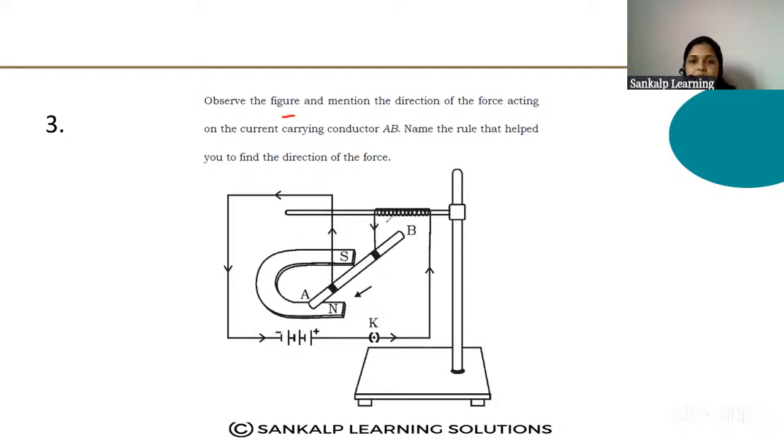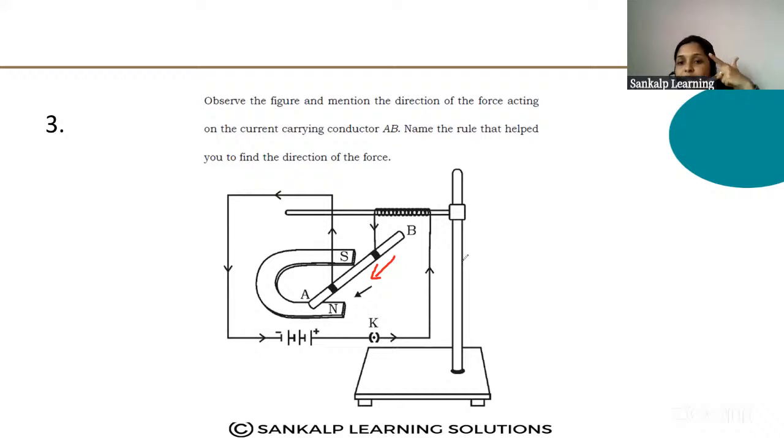Observe the figure. I hope you know this experiment. Mention the direction of the force acting on the current carrying conductor AB. This is the current carrying conductor, and current is flowing in this direction. You have to find out in which direction the force is acting on this current carrying conductor, and which rule you will use to find this force.